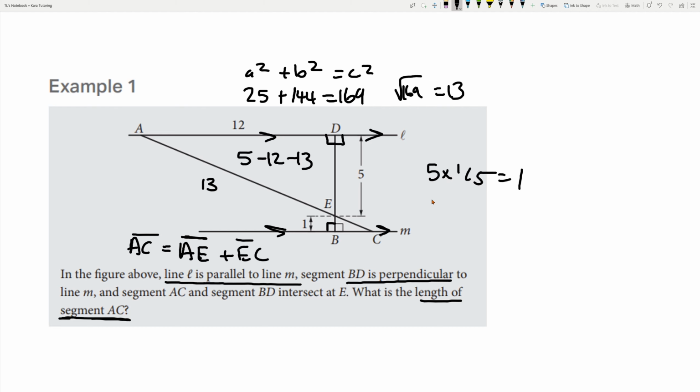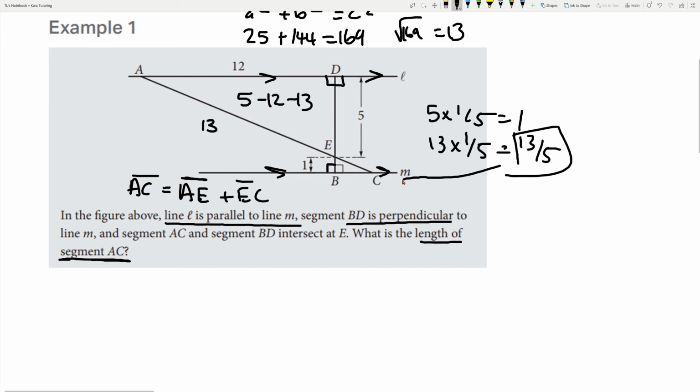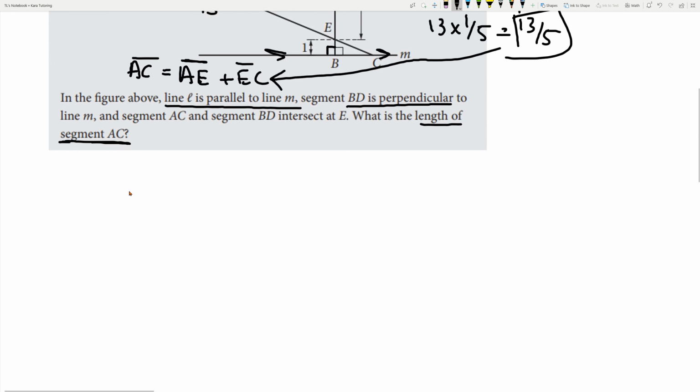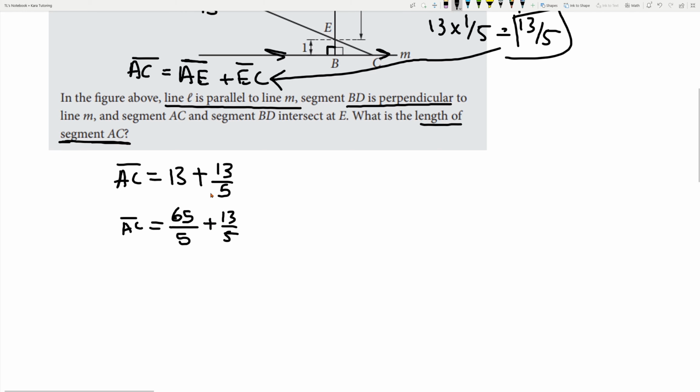And then now let's do the same for our hypotenuse since that's what we're looking for. So let's add them together. This is our EC that we were looking for before. So AC is equal to 13, which is the hypotenuse of the bigger triangle, plus the hypotenuse of the smaller triangle. And then we get, and now what I basically did was multiply by 5 in order to get a common denominator. And then now let's add the fractions, and that's our final answer.